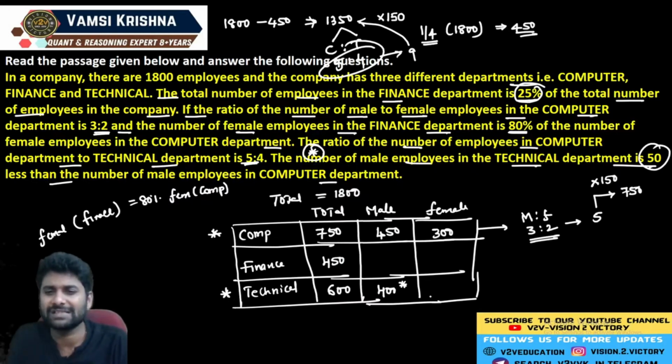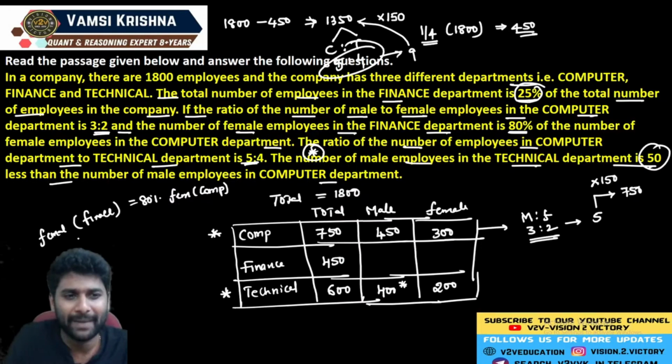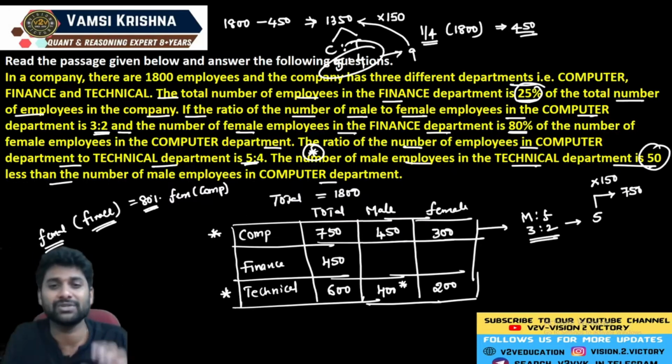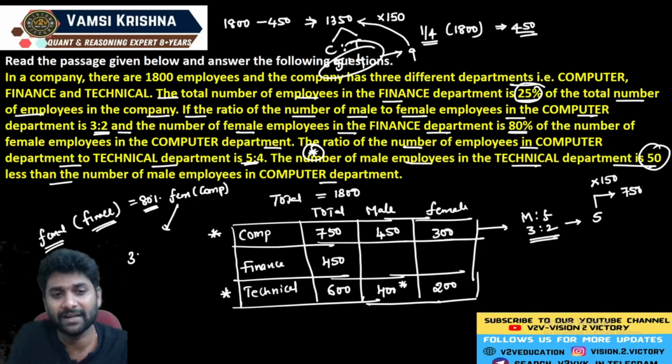What about female? The sum of two values is 600, so definitely female is 200. You will get this data. And we have a comparison: the number of female in finance is exactly equal to 80% of females in computer. How many females are in computer? 300. So out of 300, now just calculate 80%.